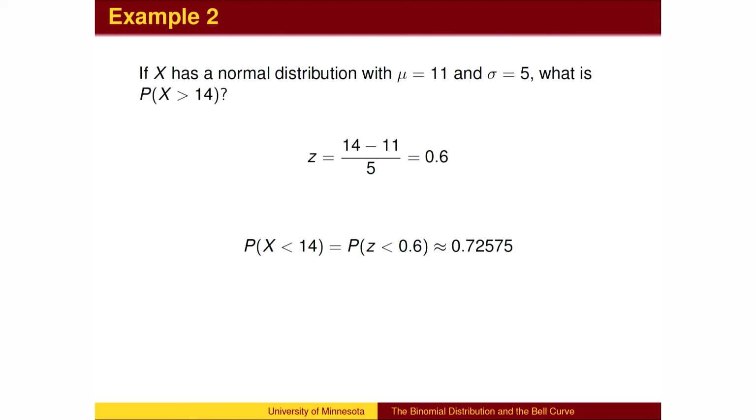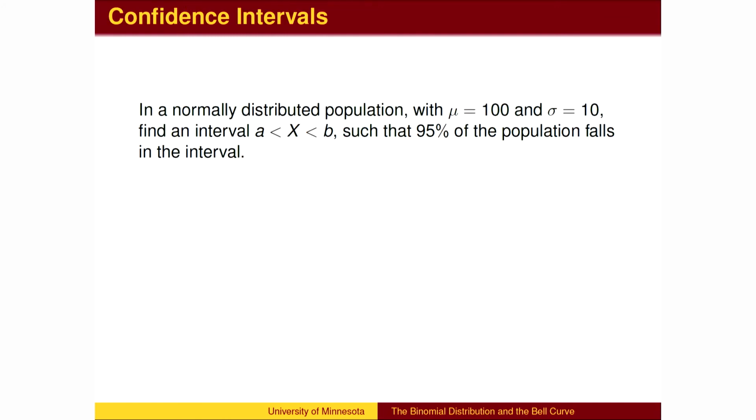The table only gives the population below the line. However, we weren't asked about the value below 14. We wanted to know the probability of x being above 14, which is the portion of the population that is not below 14. To get the answer, we subtract 0.72575 from 1 to get a probability of 27.425%.